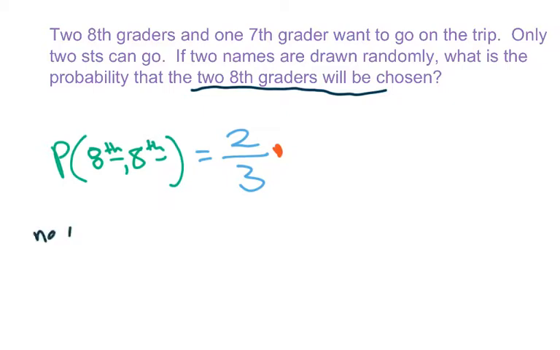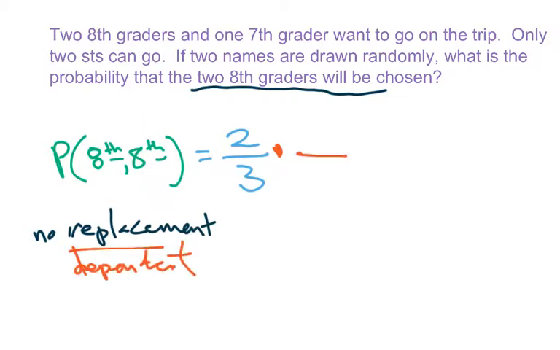Well, if we think about it, we're clearly not replacing. Therefore, it's dependent. And what has changed is the number of possible outcomes, because now in the hat, there's only two names left. And of those two, only one is an eighth grader, because we know the first one was chosen. Would I cross cancel? You know I would. And I'd end up that the probability of both eighth graders going will be 1 to 3.